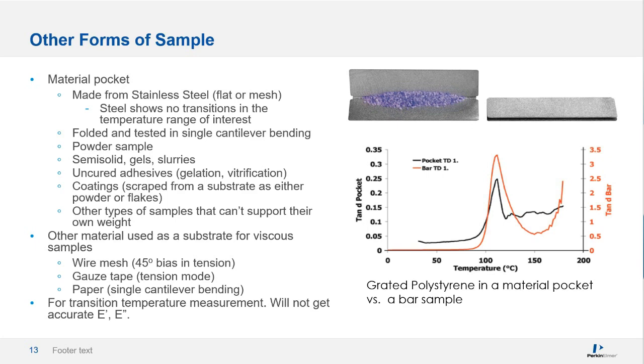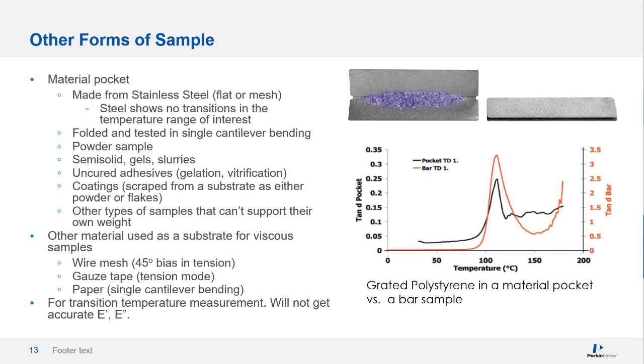This is an example using the material pocket to run small graded polystyrene pieces and how the results compare to a polystyrene bar. It is clear that the glass transition, shown as a peak in the tan delta data, is the same for both experiments. The peak value is less for the material pocket, but this is a reflection of lower sample mass and effective dilution of the signal by the stiffness of the material pocket.